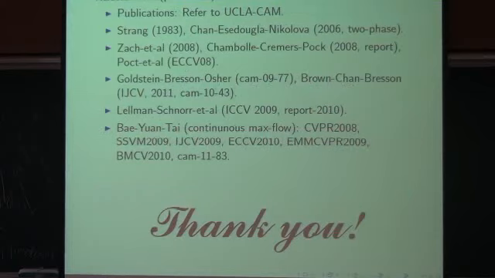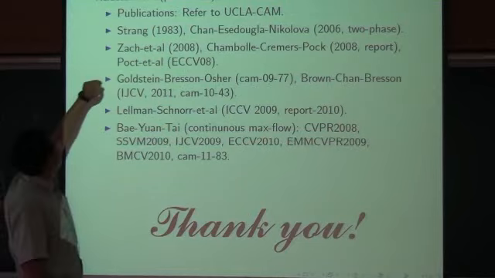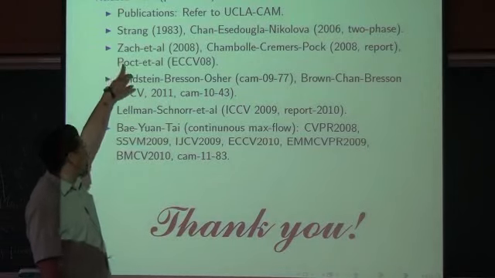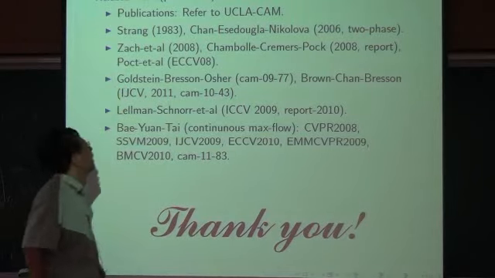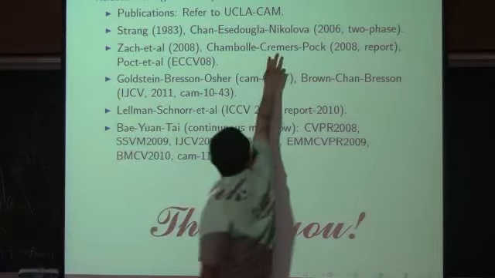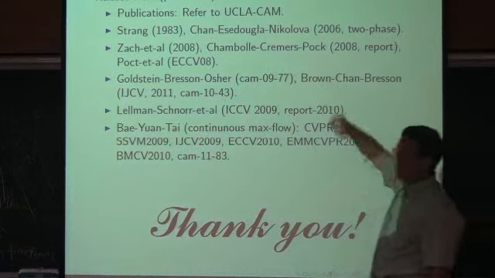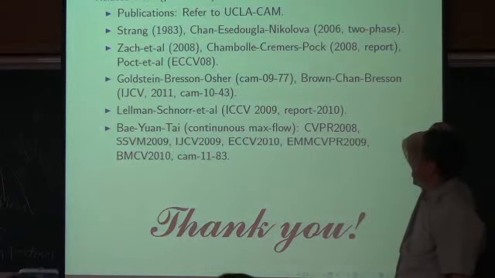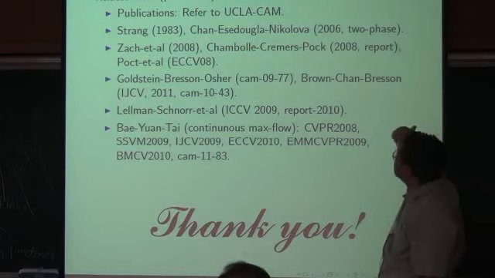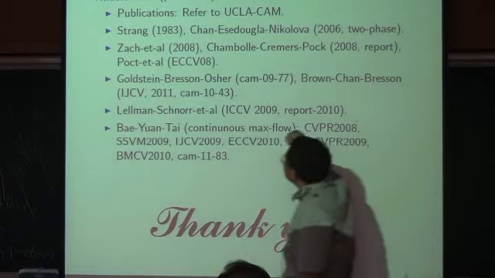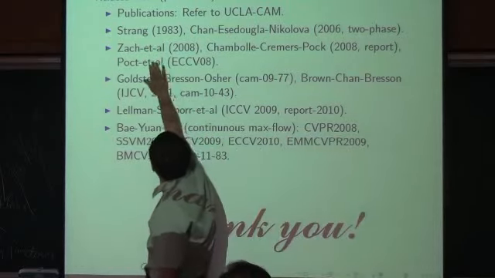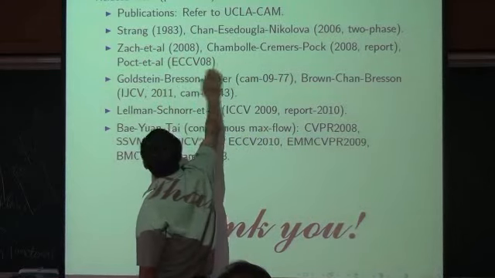Here I'm trying to point to related papers about this convex relaxation, especially for continuous max flow, where Gilbert Strang's flow was the first one to notice. This one is in the two-phase case. They just convexify the constraints, and recently people are convexifying the characteristics. So here is a number of people who have been doing this.